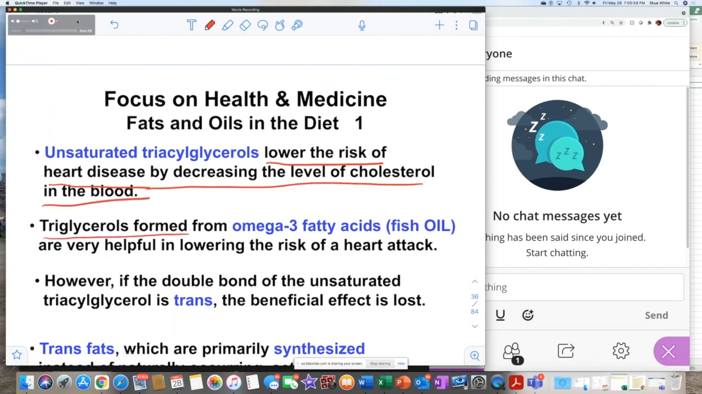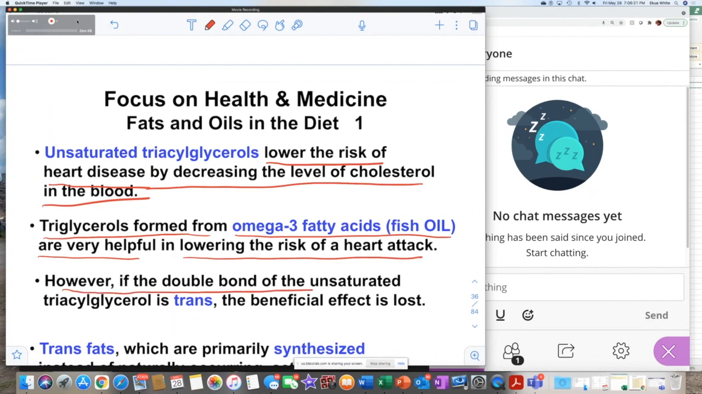Triacylglycerols formed from omega-3 fatty acids such as fish oil are very helpful in lowering the risk of a heart attack. There was a time where I was an avid taker of omega-3 pills and stuff like that. I've gotten lazy to where I don't take it, but I should get back into that. I try to eat a lot of fish too, because it is healthy for you.